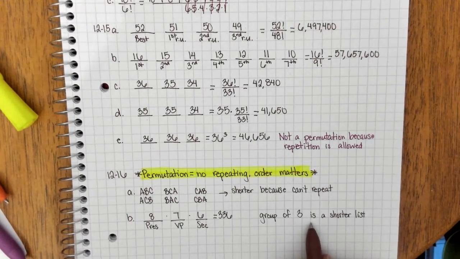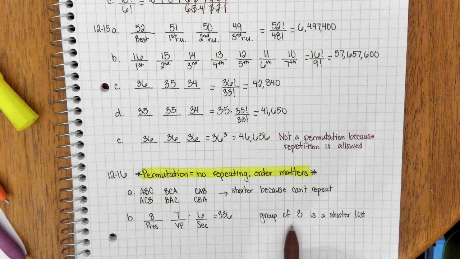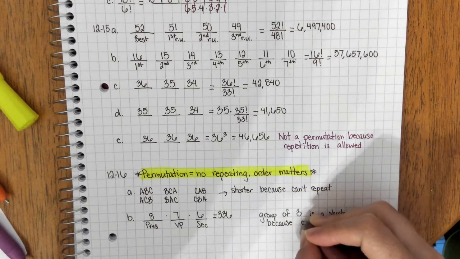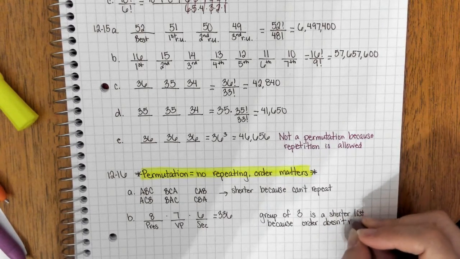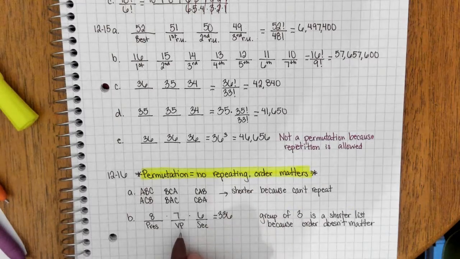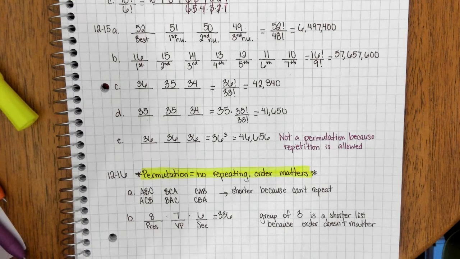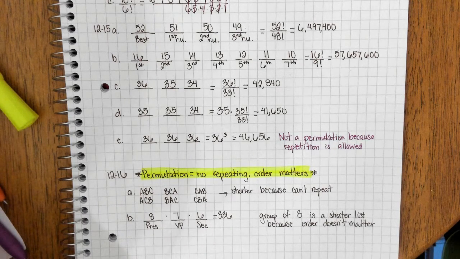This is going to be a shorter list because here you don't care if you get picked first, second, or third. You just care if you're on this committee. You guys would be all equal. You're just in this group of 3. Here, you have rankings. This is a shorter list because order doesn't matter. Here, order matters. It matters if you're president or not. So again, this is a permutation, not a permutation for the group of 3.